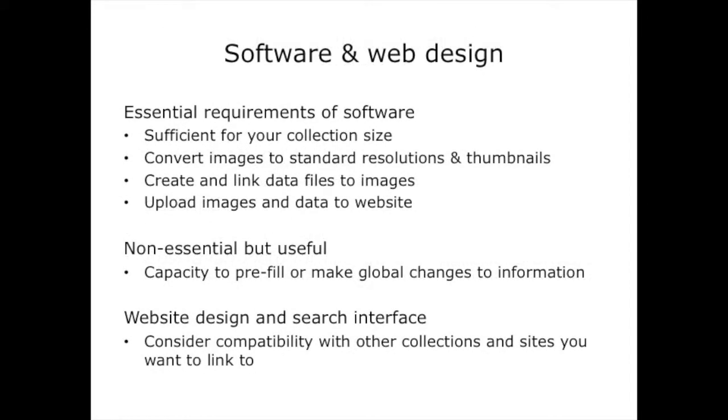We now turn to software. A key requirement of indexing software is that it has sufficient capacity to handle your collection. It must be able to convert images to standard resolutions and thumbnails for online display purposes and offline storage. It also needs to create dummy files containing stipulated fields ready for data input and link these to the relevant images. And finally, it must have the capacity to upload both image and data file to your website. Other features that are useful and time-saving but not essential are the capacity to pre-fill fields with information that is common to all items in the collection and make global changes to information for a set of images.